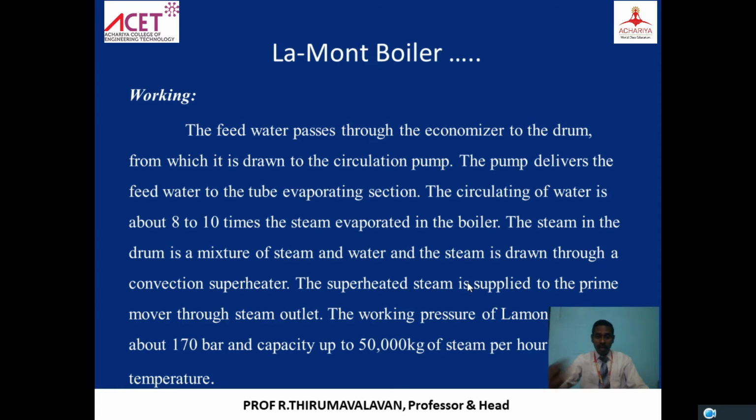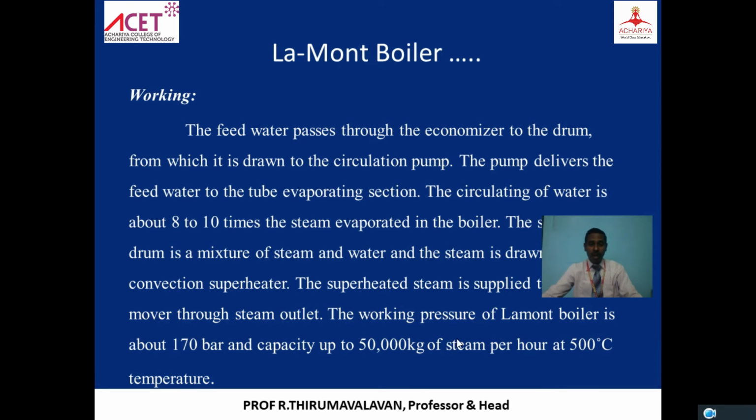The most important things to see are the working pressure and the capacity. The working pressure of the Lamont boiler is very important. High pressure, that is why we discuss it as high pressure, high capacity. See, 50 tons, 50,000 kg; 1000 kg is 1 ton. 50 tons per hour. Imagine how much pressure and how much quantity it is delivering, at a temperature of 500 degrees centigrade.